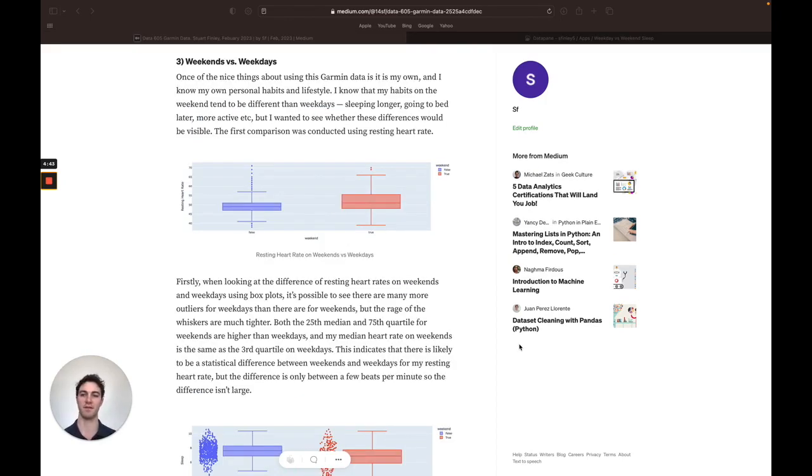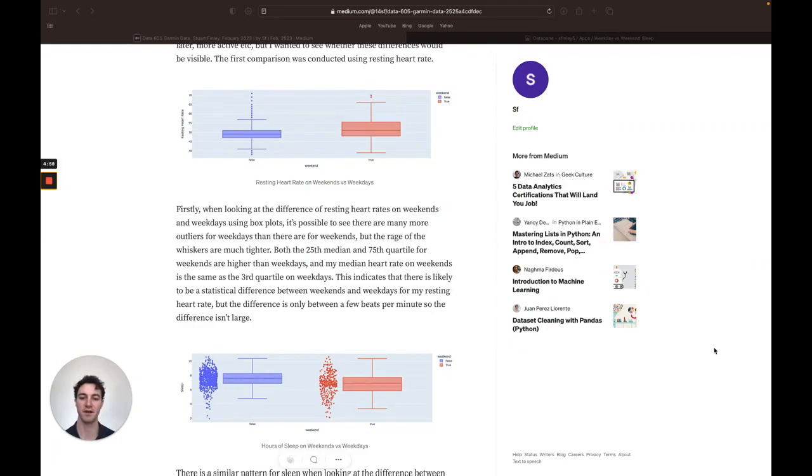Moving on to the differences for me between weekends and weekdays, I looked at resting heart rate and sleep. In both cases, for resting heart rate and for sleep, the median of my weekend data falls quite close to either the 75th quartile or the 25th quartile of the box plot for the weekday data. And this would suggest that there is likely a statistical difference for resting heart rate and sleep when looking at the difference between weekend and weekdays.